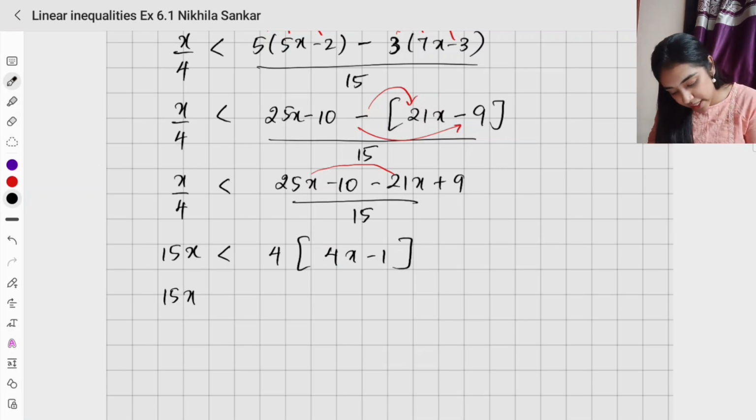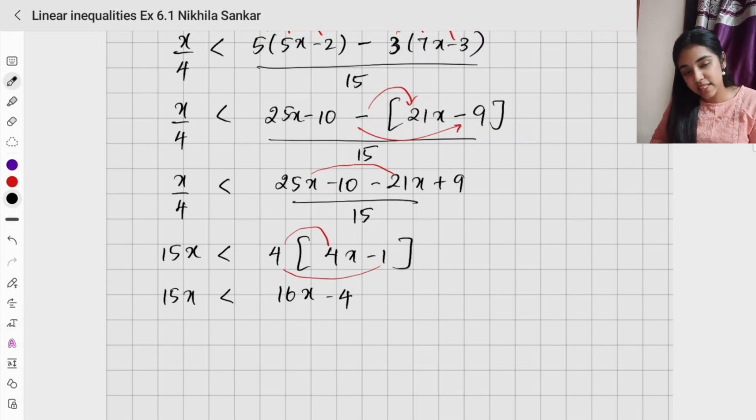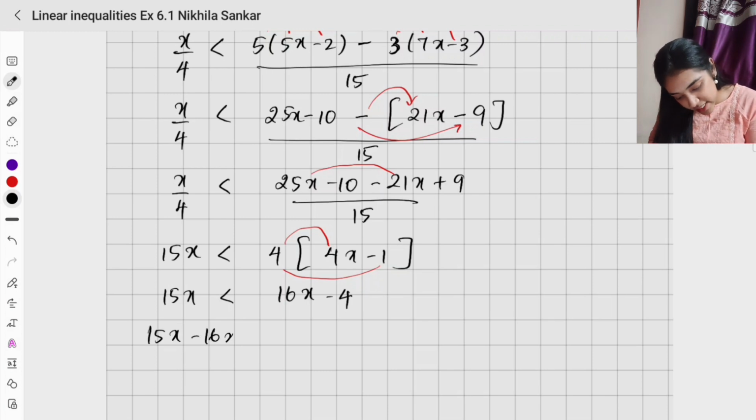So what do I have now? 15x less than 4 will multiply பண்ண 16x minus 4. Don't forget to multiply minus 1. 4 into 4x, 4 into minus 1. Okay. Now I'm going to bring the 16x to the other side. So I have 15x minus 16x less than minus 4. Minus x is less than minus 4.